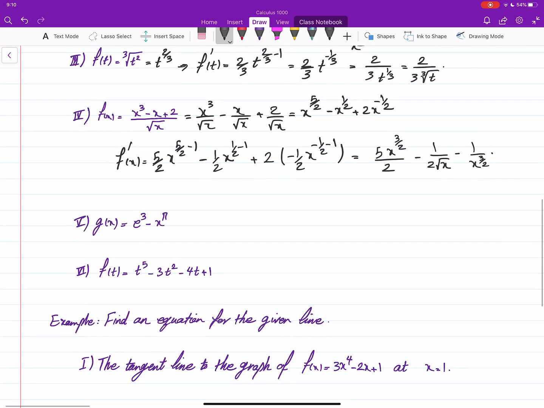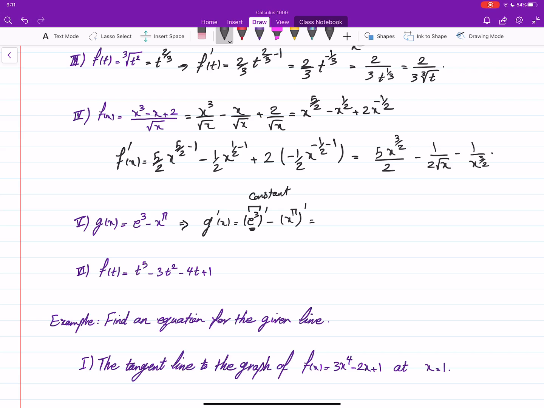How about this one? g(x) is e to the power 3 minus x to the power pi. Okay, so you have to be very careful. g prime of x is the difference of two things: (e to the power 3) prime minus (x to the power pi) prime. Yes. This is, e is a number, to the power 3 is a number. This is a constant. Don't confuse it with the function e to the power x. There's no x here. This is just a constant.